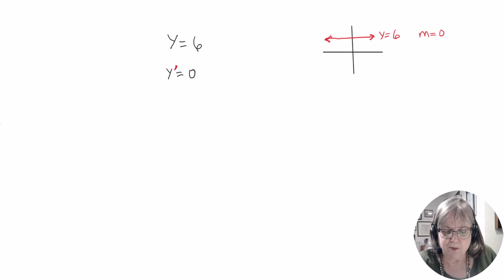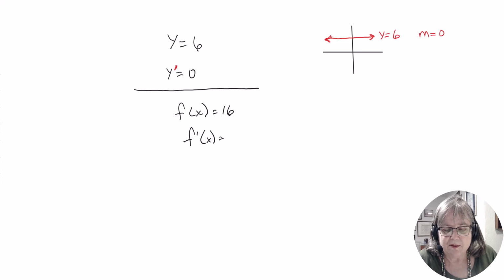And then the proof gives a different slant on it. So the derivative of a constant is 0. So if I said f of x was equal to 16, the derivative is 0.